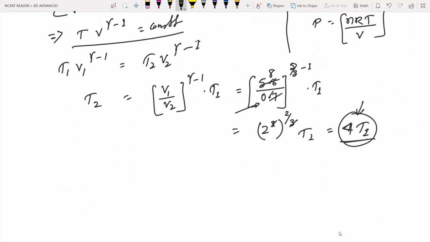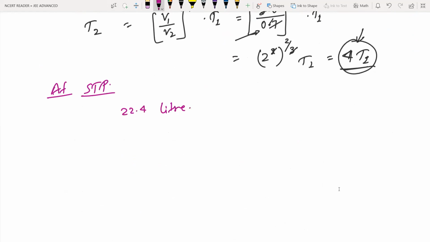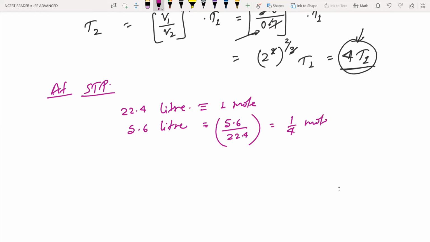After getting this information, we need to find the number of moles, because the number of moles is not given in the question. We can relate that at STP. You know that 22.4 liter of any gas is equivalent to 1 mole. The initial volume is 5.6 liter, so the moles will be 5.6 divided by 22.4, which is 1/4. So 1/4 is the initial number of moles.